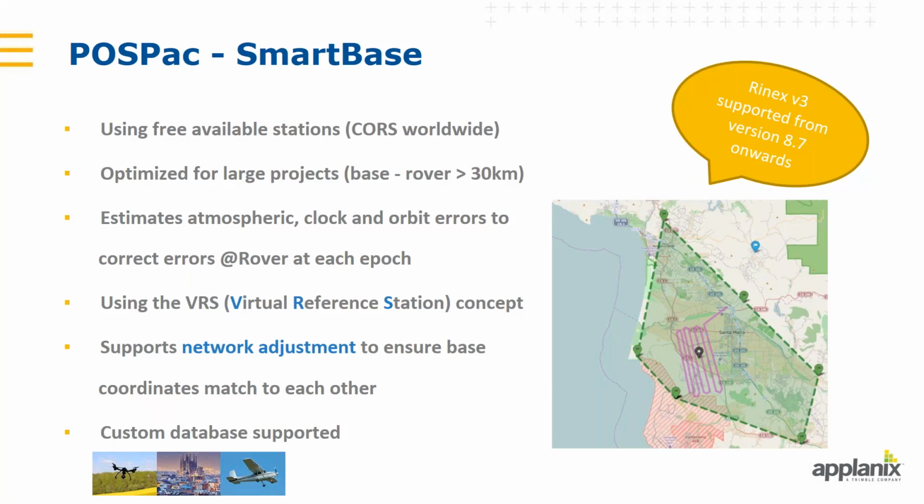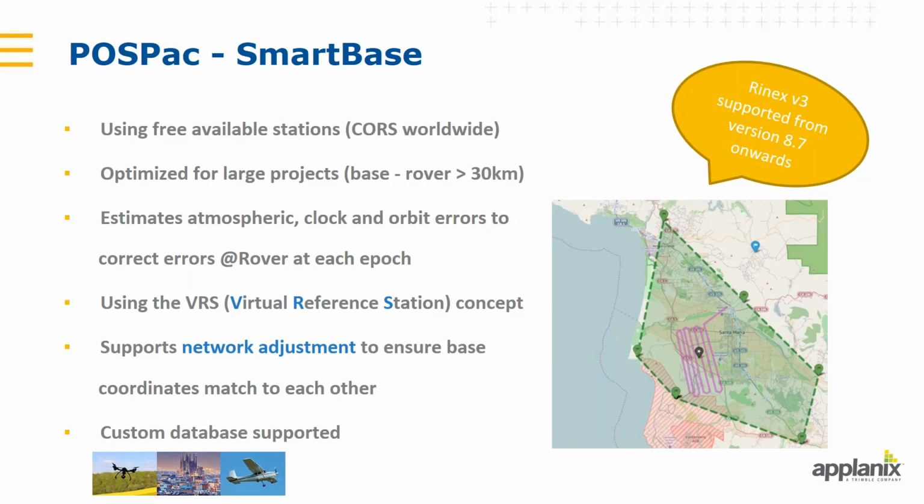To get these base station data, POSPac has a built-in tool which gives you access to freely available base station data worldwide. So you can use this tool to download and import the base station data directly into POSPac. When the base station is imported, POSPac will derive the so-called smart base region from these base station data, and this is what we see here on the screenshot. We have the base stations as green dots, and these base stations surround the mission area, and the area in between is the smart base region.